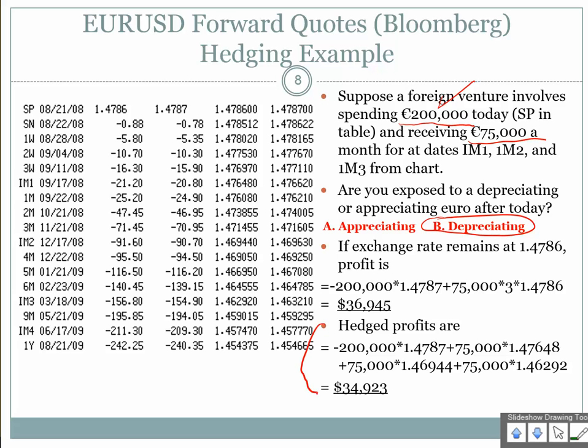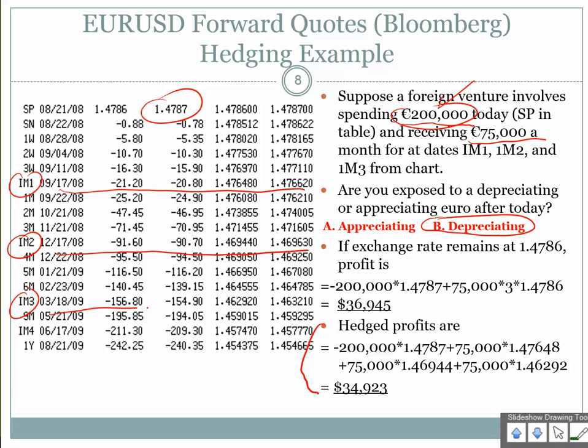Say we hedge our position. We want to get out of our risk. What we could do is, once we purchase our 200,000 euros at $1.4787, that's the spot price, and that's the ask spot price, so that's the price to buy euros, we can then enter into 3 contracts to sell euros in 1 month, 2 months, and 3 months. And Bloomberg gives us indications of where those prices are.